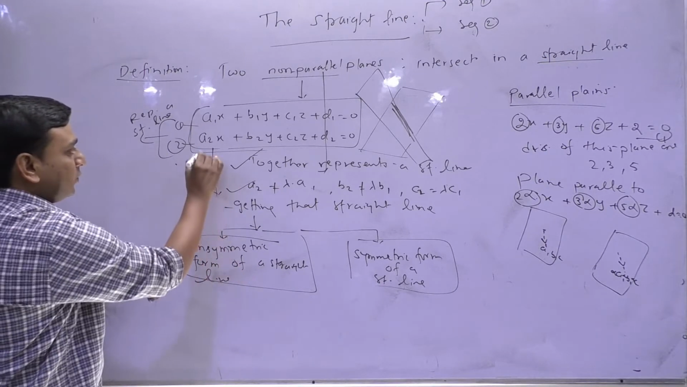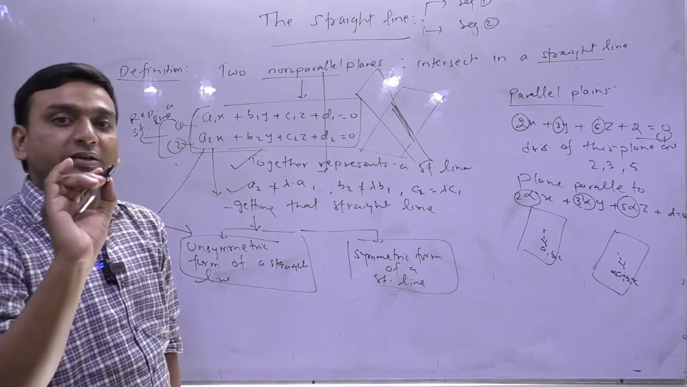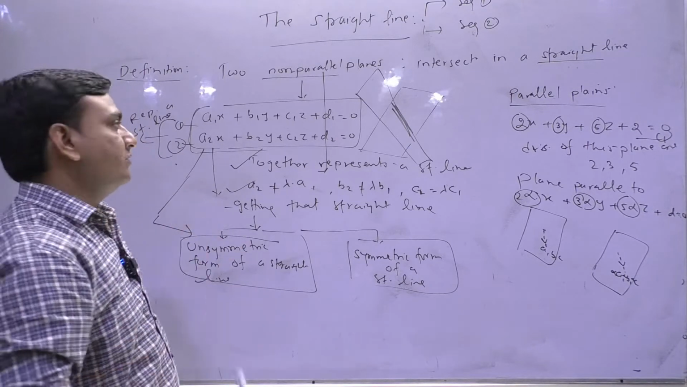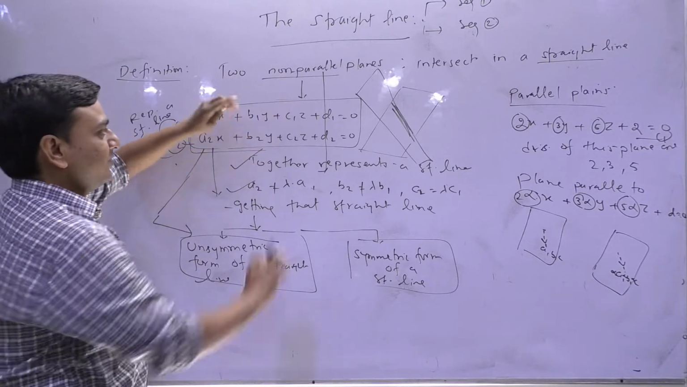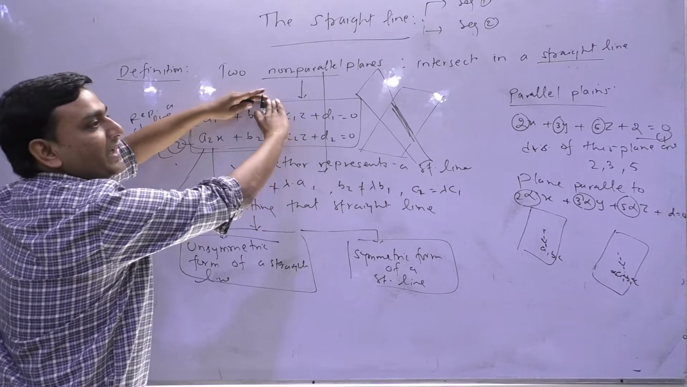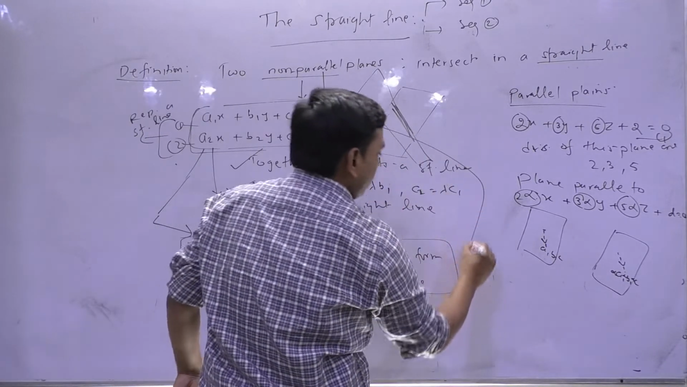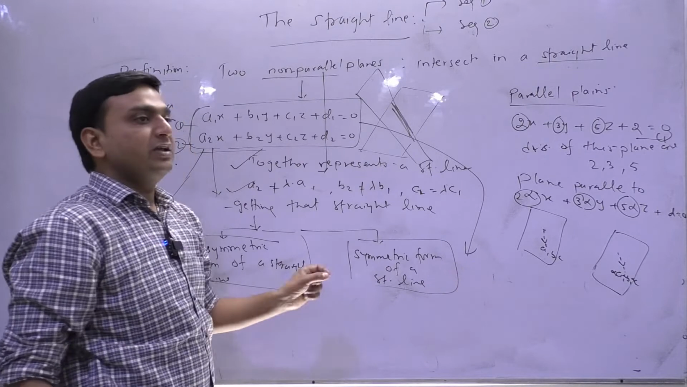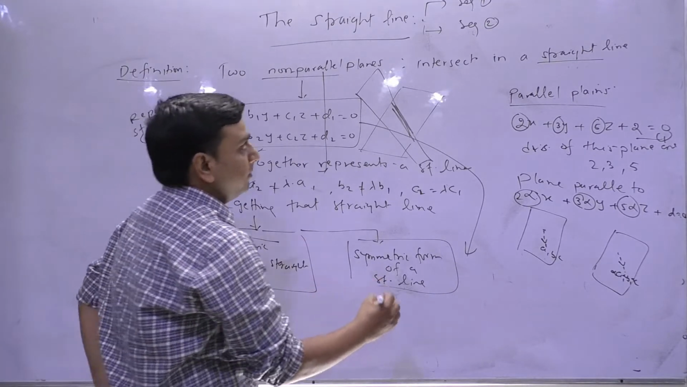So this is called the unsymmetric form of a straight line. When two planes together are given, we say this is a straight line in unsymmetric form. Another form of a straight line is the symmetric form. What is that? Please be on the board.